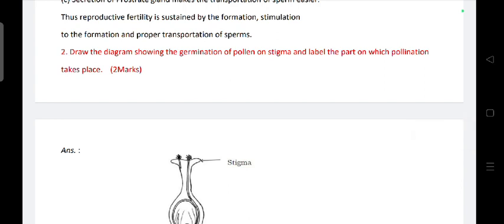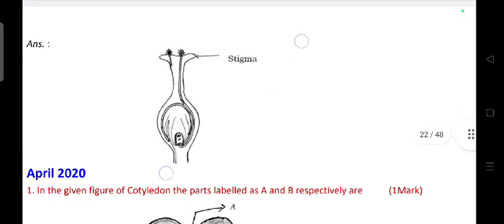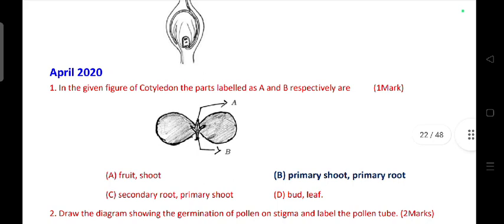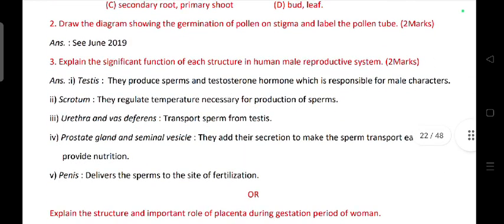Next question, draw the diagram showing the germination of pollen on the stigma and label the parts on which pollination takes place. So this is 2 marks. Next, come to April 2020. 1 mark question, multiple choice question. In the given figure of cotyledon, the parts labeled as A and B respectively. So A is primary shoot and B is primary root. Next 2 mark question, draw the diagram showing germination of pollen. That is already done. See June 2019 paper.